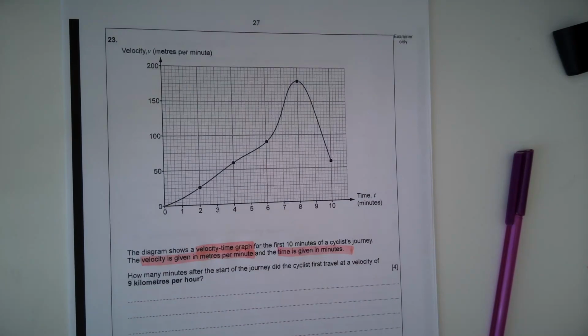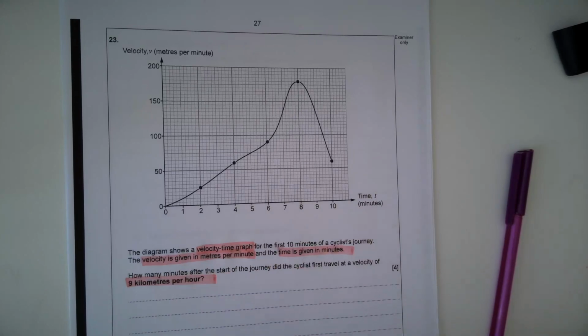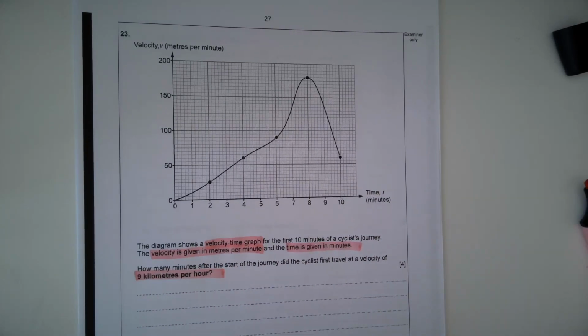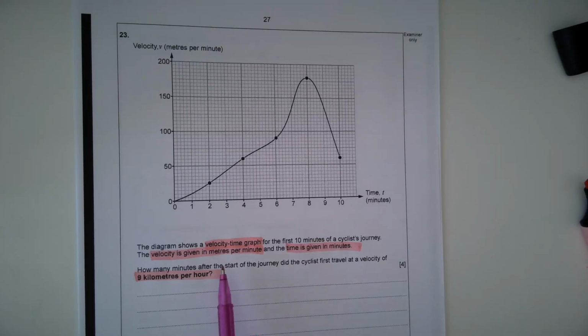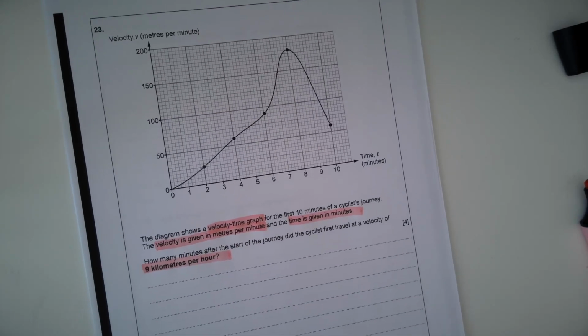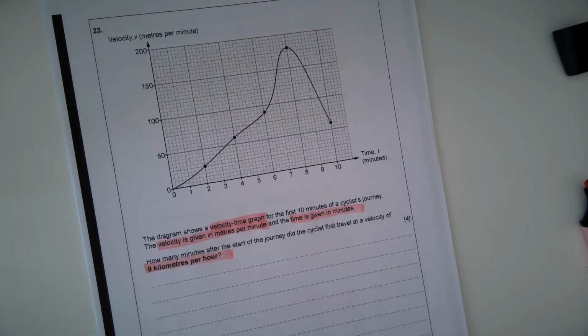How many minutes after the start of the journey did the cyclist first travel at a velocity of 9 kilometers per hour? Now, what I would do is read that information from the graph that they've given us nice and easily, but unfortunately, our graph is in meters per minute and they're asking us for kilometers per hour. So I'm going to have to convert that 9 kilometers per hour into meters per minute.